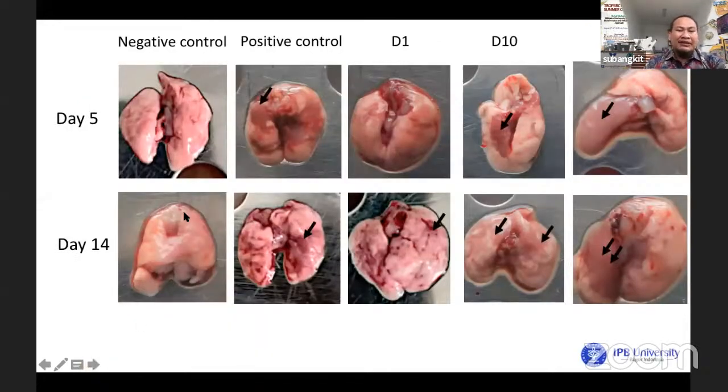By gross pathology, we can see at day 5 and day 14 after LPS injection, or tracheal instillation, in the positive control, for example, we found so many bloody areas, which we call pneumonia. But in some treatments, we can see different results. In T1, there is a very small effect, T10 maybe moderate, and T100 maybe more severe than the other treatments. Also at day 14, the condition is similar to day 5, but the situation is more severe than day 5.